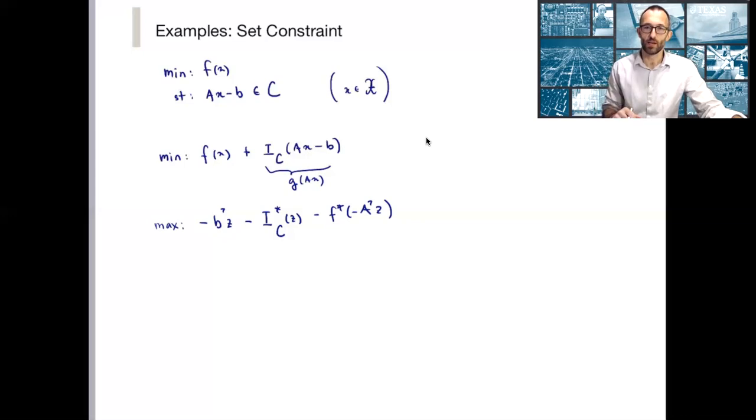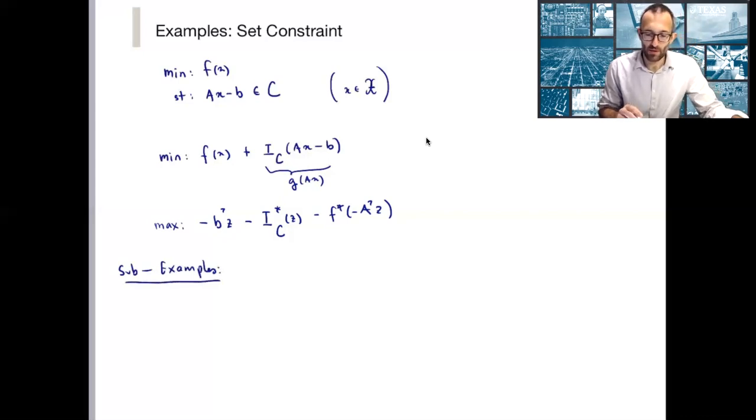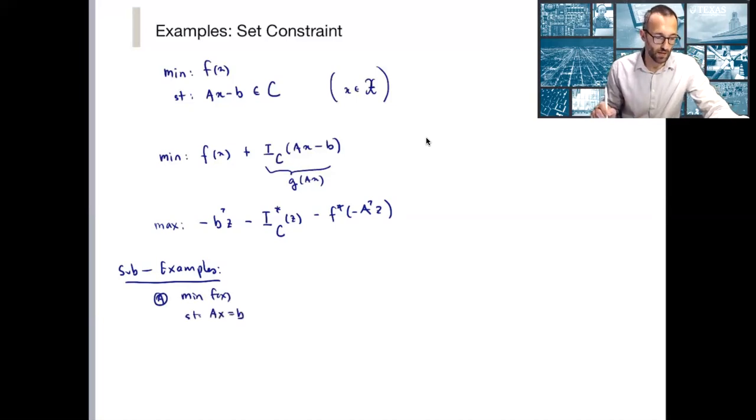So let's specialize this to different settings. So I guess sub-examples. The first one we think about is minimizing f of x subject to an affine constraint. So what happens there? So let's see what these pieces are when we have that. So sub-examples are minimize f of x subject to Ax equals b. What happens? So our set C here is what? I need Ax minus b to belong to the set C, so C is just a zero vector.